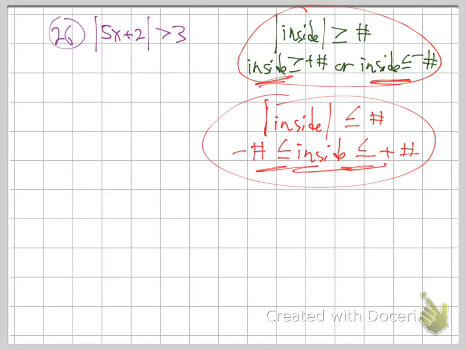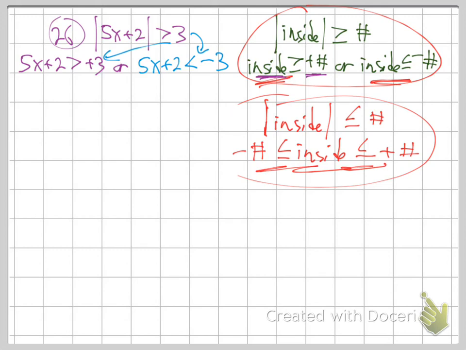So absolute value greater. Is that case 1 or case 2? That's case 1, isn't it? Absolute value greater. So what do you do for greater? You take the inside greater than the positive 3, or, bless you, the inside less than the negative 3. Positive 3, negative 3. No more absolute values. I removed them. That's what that absolute value statement means. It means those two cases.